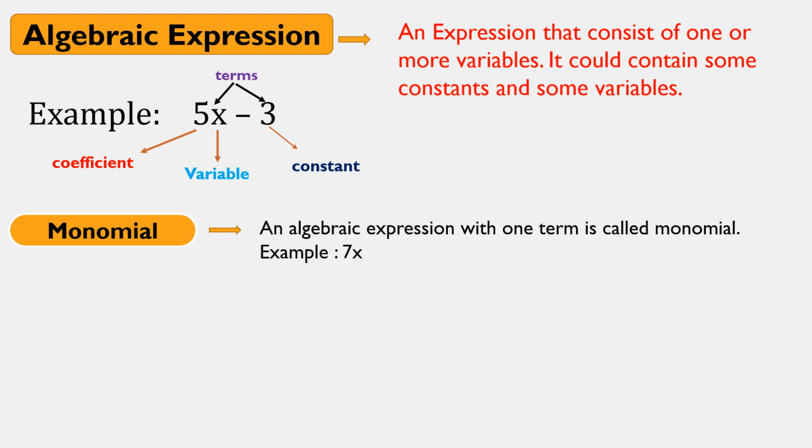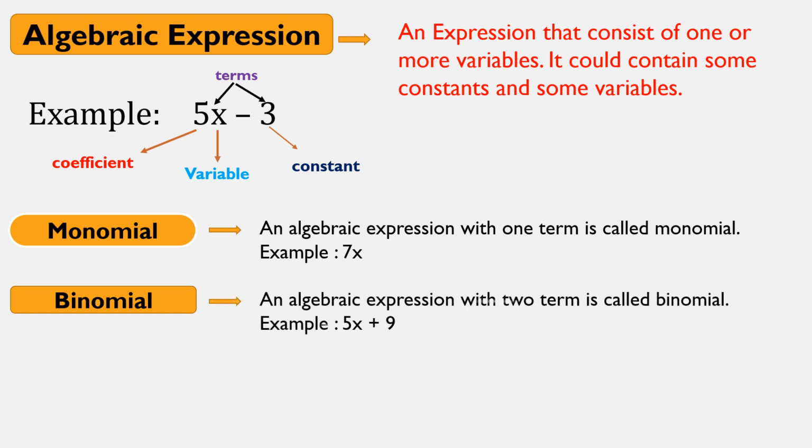An algebraic expression with one term is called a monomial. So if an algebraic expression has one term, you understand what a term is? I've explained in this 5x minus 3. Here in that example, two terms were there. So in a monomial, an algebraic expression with one term is called a monomial. Example 7x. Now binomial. So what is a binomial? An algebraic expression with two terms is called a binomial. Example 5x plus 9.